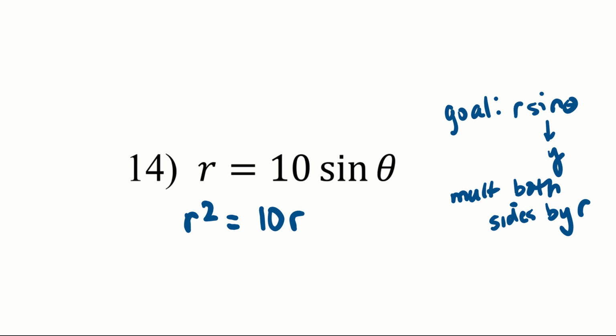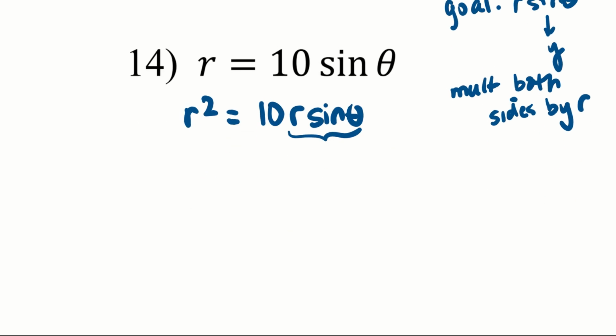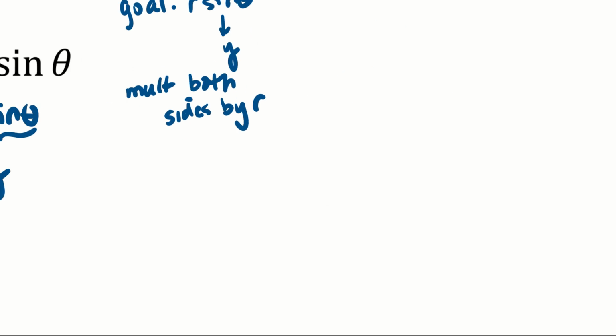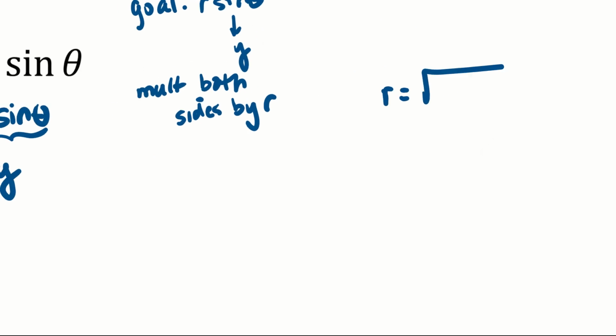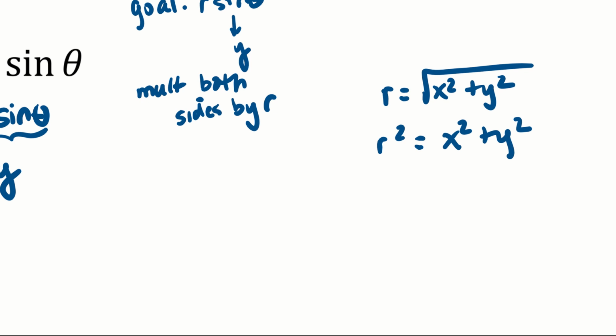I'll just sneak the r in here by the commutative property of multiplication. 10r is the same as r10. Usually we write the 10 in the front. But r sine of theta, remember, is really y. Now I still have r squared over here. Well, r squared, remember that r is the square root of x squared plus y squared. So r squared, if I square both sides, would be x squared plus y squared.